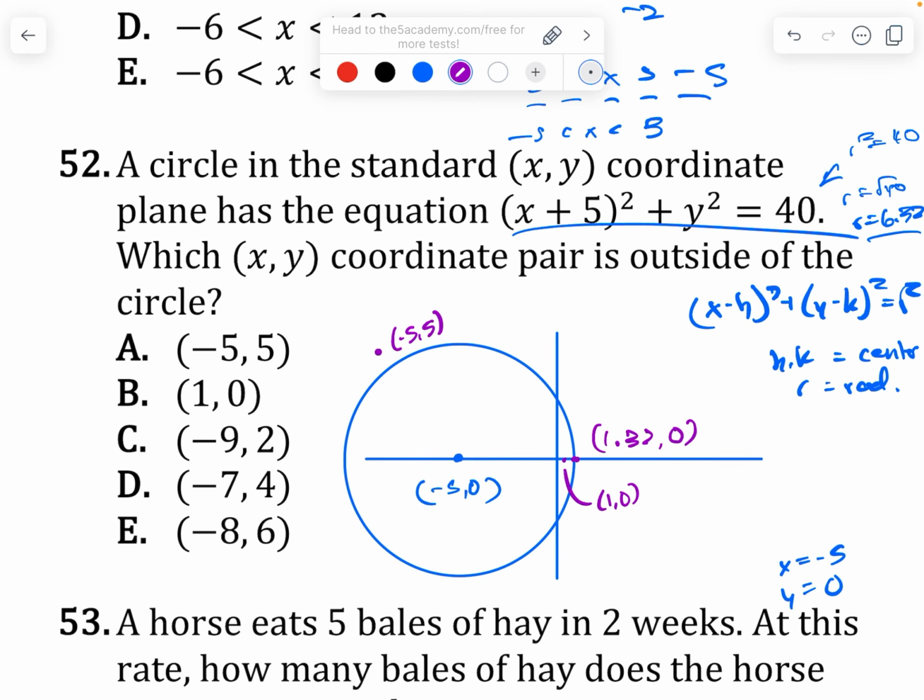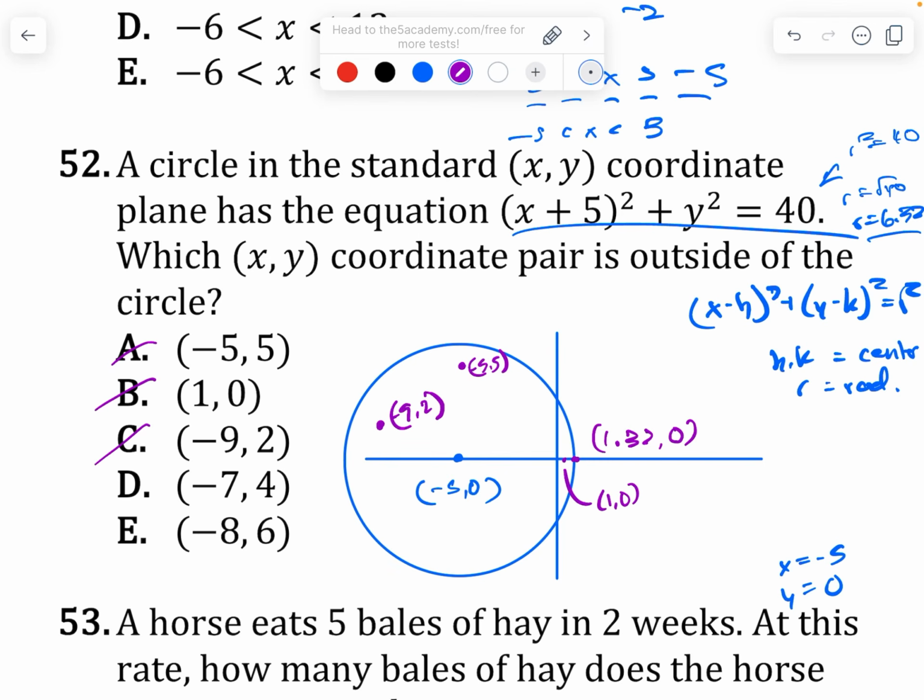-5, comma 5. I think that's in the circle. -9, comma 2. So, okay, -9 is going to be all the way... Actually, it's only 4 away, right? So it's going to be up here somewhere. Oh, actually, sorry. -5, comma 5 is actually going to be up here. -5 from the origin, right? -5 and then up 5. Remember, we can go up to 6.32 in the vertical direction from the center of the circle. So -5, comma 5 is going to be right here. That's also in the circle.